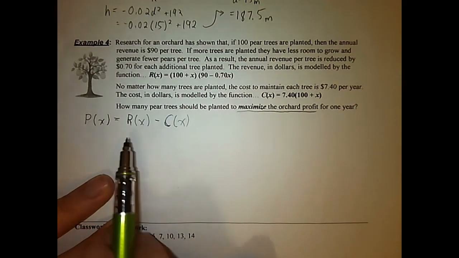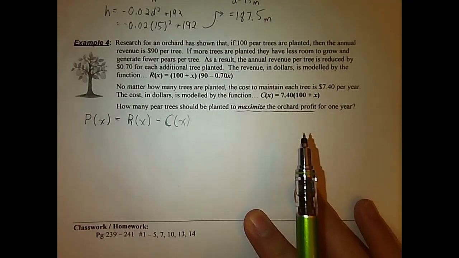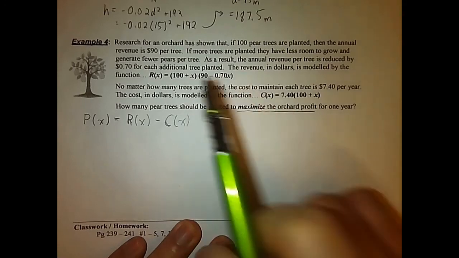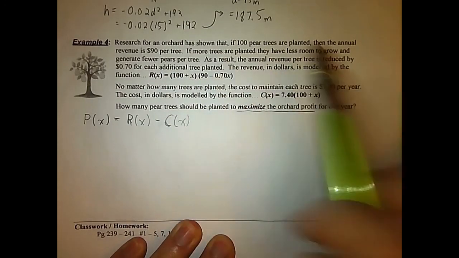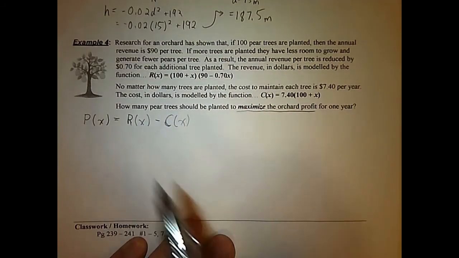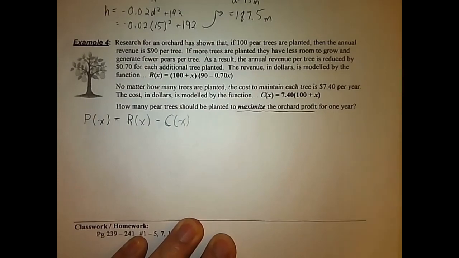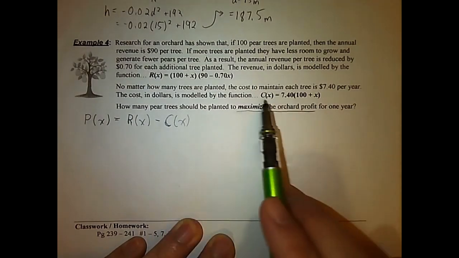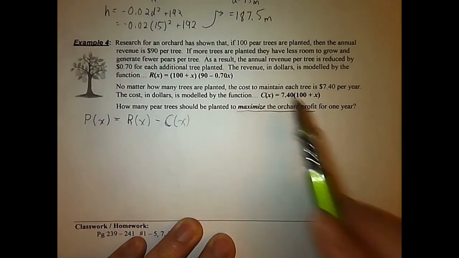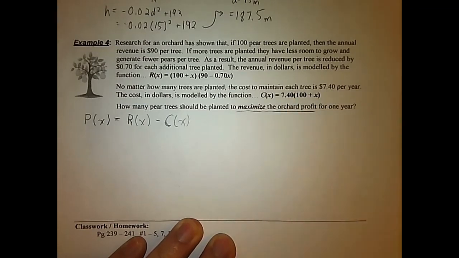So the revenue for your business represents how much money you've made. If you're selling pears from pear trees, your revenue is how much money you get from selling them. The cost involves how much it costs to maintain each tree. And maintaining a tree might involve a number of things.